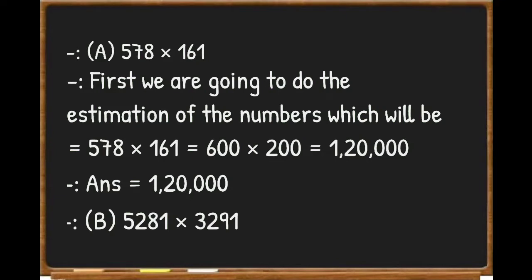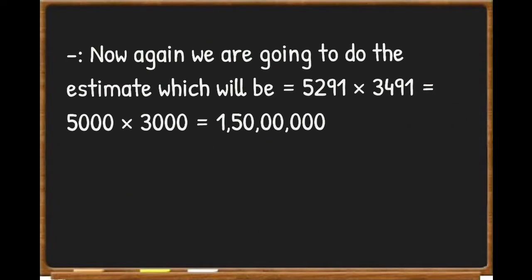So the next part of our question is 5281 into 3291. In this question we have to do the same thing that we did before. Again we are going to do the estimation of these numbers. First we are going to note down the numbers as they are, which means 5291 into 3491. Now we are going to round off these numbers to the nearest thousands.